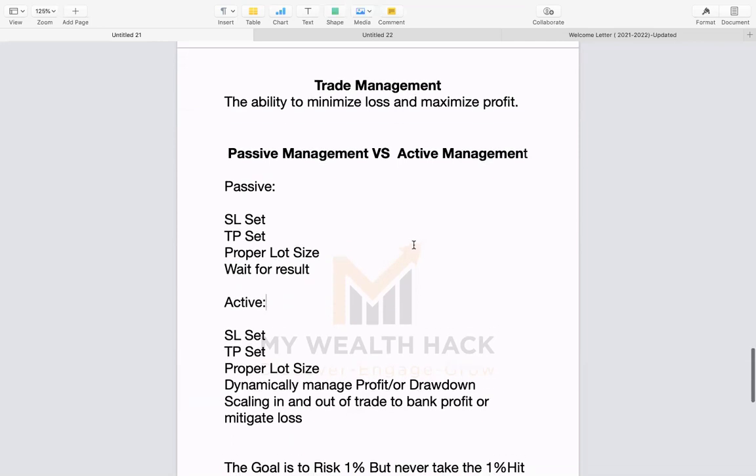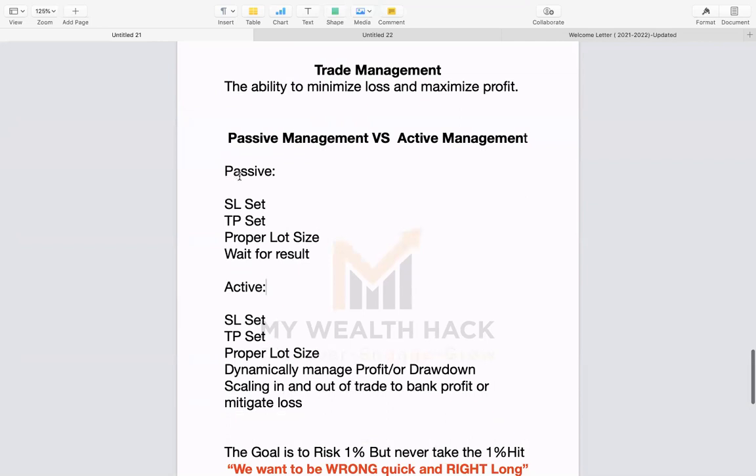There is passive management and there is active management. Both of them start off the same. Passive management is this: we get a stop loss set, we get our take profit set, we use proper lot size, and we wait for the result. Everybody's done that, right? This is my stop loss, this is my take profit, I'm going to let the trade play out. There is nothing wrong with that.